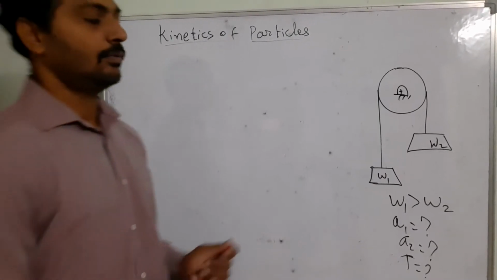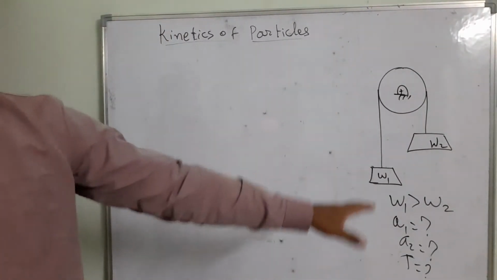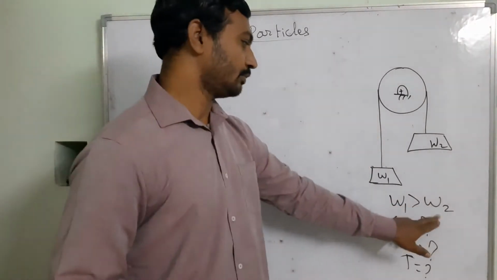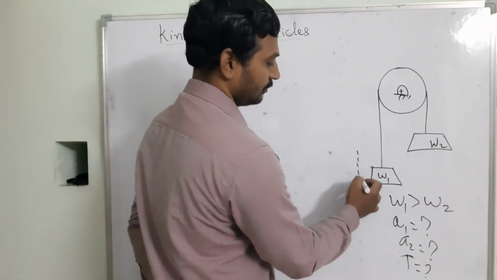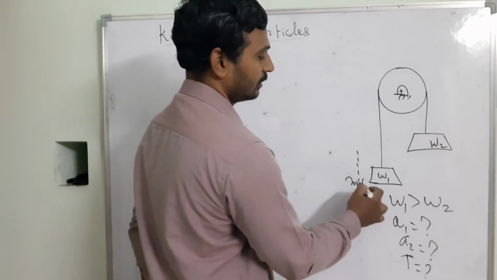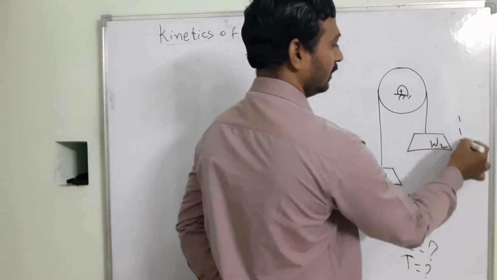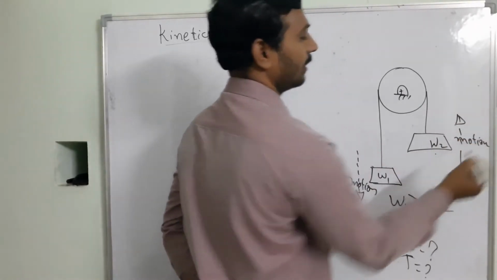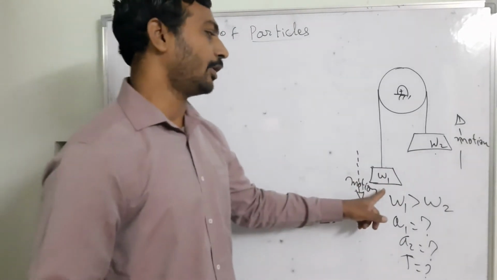So here we will draw the free body diagram. As we know, W1 is greater than W2, so I am assuming on that basis that the object is going to try to move in the downward direction. When it is moving in the downward direction, then what about this body? That's going to try to move in the upward direction. This is the motion I am assuming. Once the assumption is completed, then I will draw the free body diagram for this part.